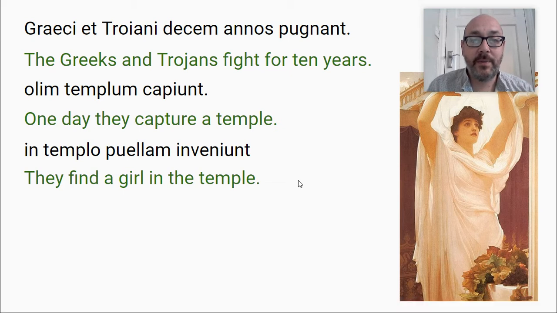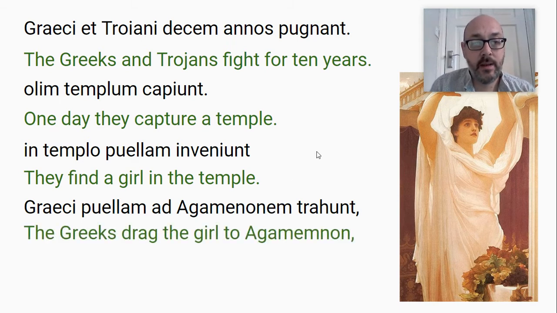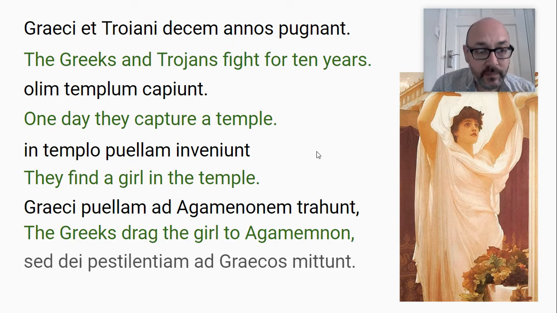Okay. They find a girl in the temple. Graeci, puellam ad Agamemnonem trahunt. Okay, so what's the nominative there? Well, that word Graeci is the Greeks. What do the Greeks do? Trahunt, they drag the girl to Agamemnon. So we've got ad makes the word go into the accusative. So to Agamemnon, Agamemnonem. The Greeks drag the girl to Agamemnon.